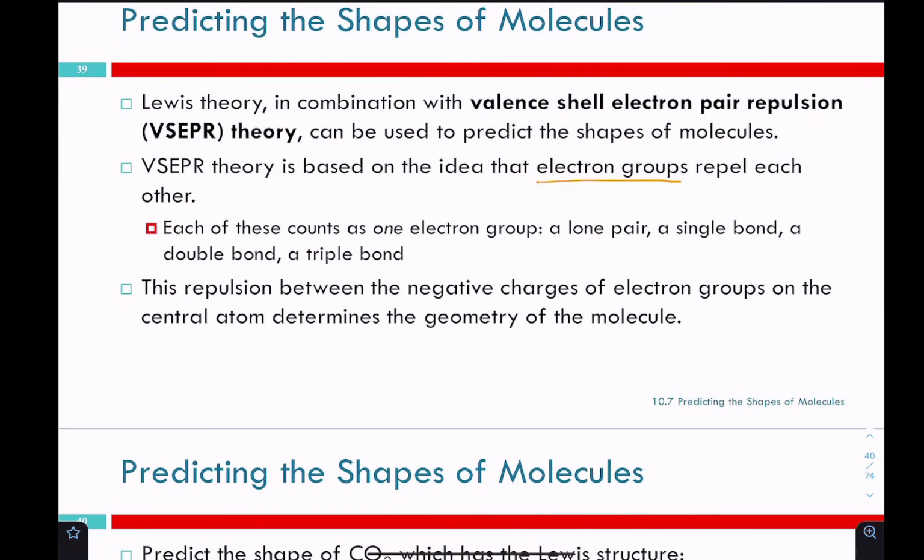Now for VSEPR theory, each of these counts as one electron group. Not one electron, not one pair of electrons, but an electron group. Lone pairs, single bonds, double bonds, and triple bonds all count as one electron group. The repulsion between the negative charges of the groups on the central atom determines the geometry.